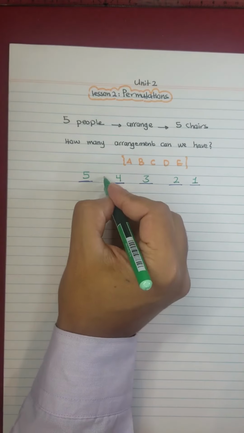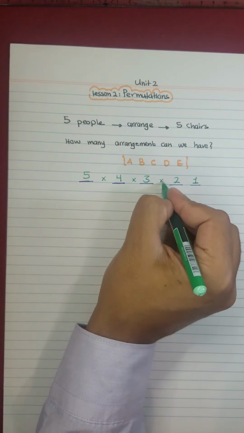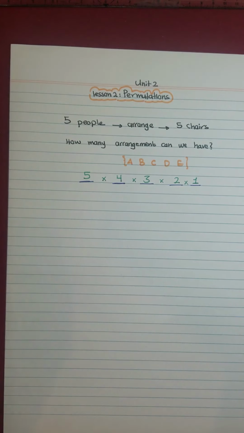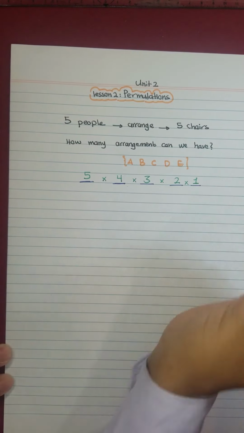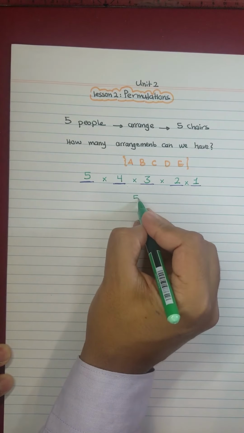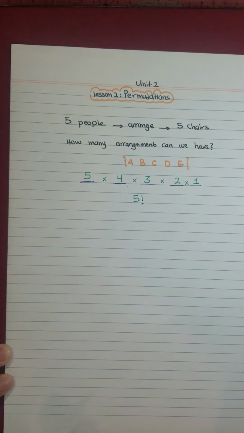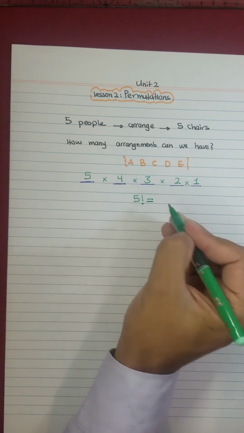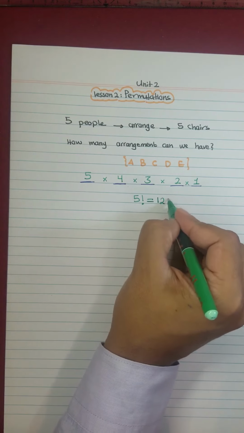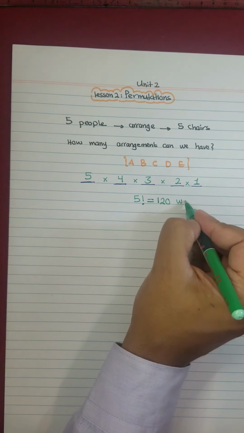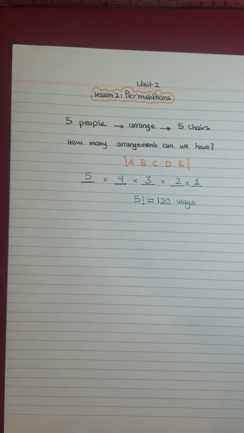Now the answer to this one is going to be 5 times 4 times 3 times 2 times 1. And I guess you might remember from our previous class that this is called 5 factorial. 5 factorial means the product of all the numbers starting from 5 and decreasing by 1 until you reach 1. So this is 5 factorial. And the answer, of course, to 5 factorial is 120. So there are 120 ways to do this process.